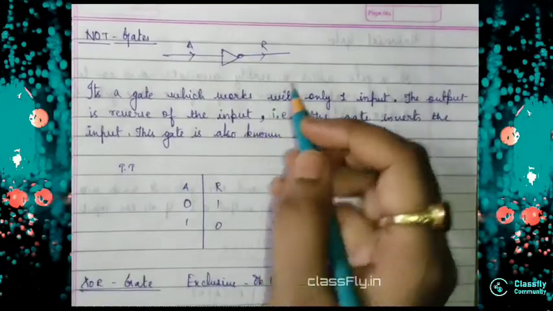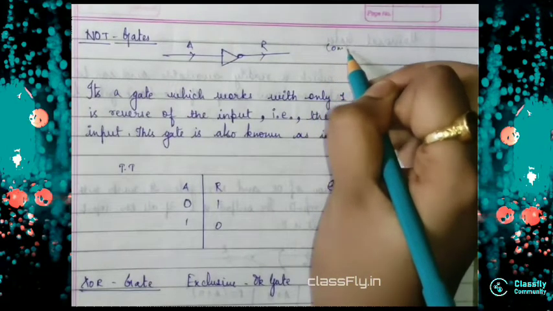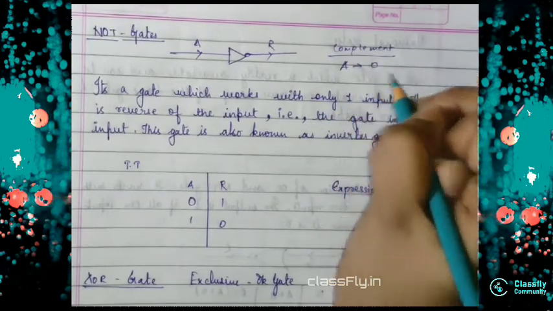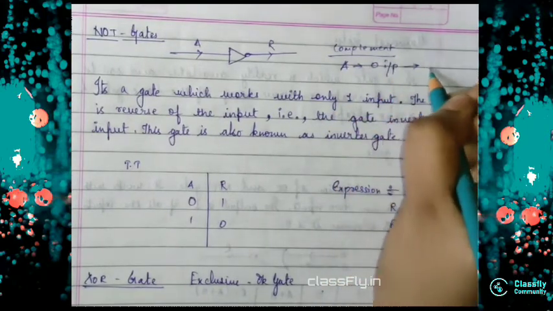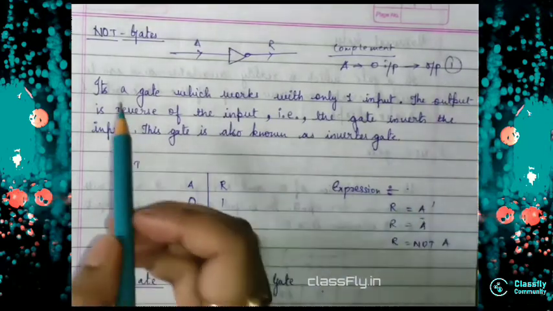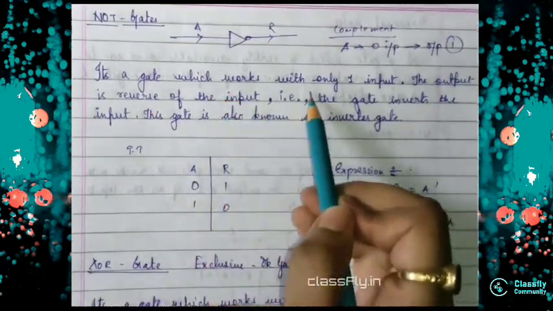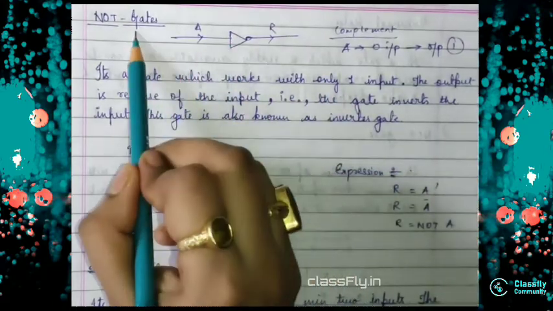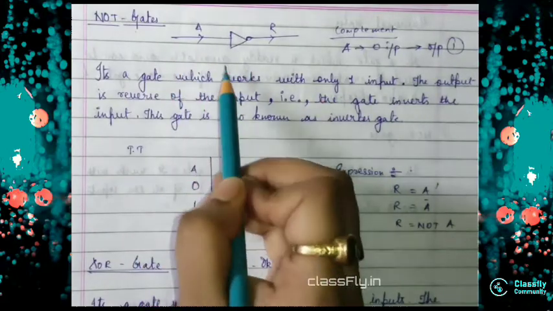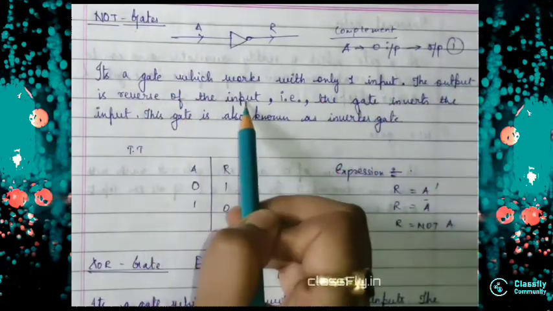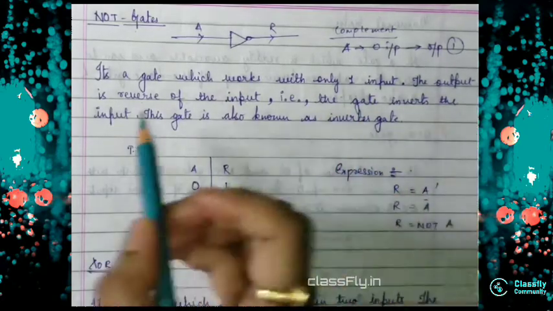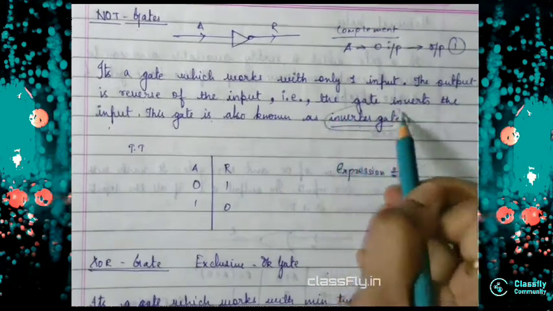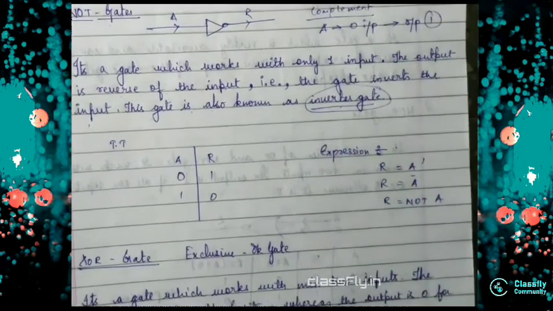See, NOT gate is basically complement. That is, if A's value is 0 as input, then I will get the output as 1. It's a gate which works with only one input. That means it will only work as a NOT gate if it has only one input. The output is the reverse of the input. That is, the gate inverts the input. This gate is also known as inverter gate. Always remember that this gate is known as inverter gate.